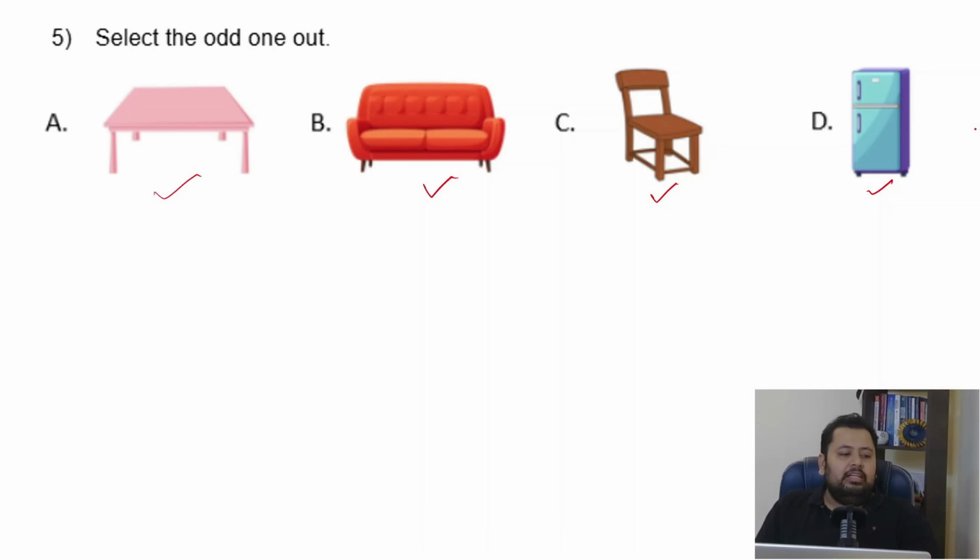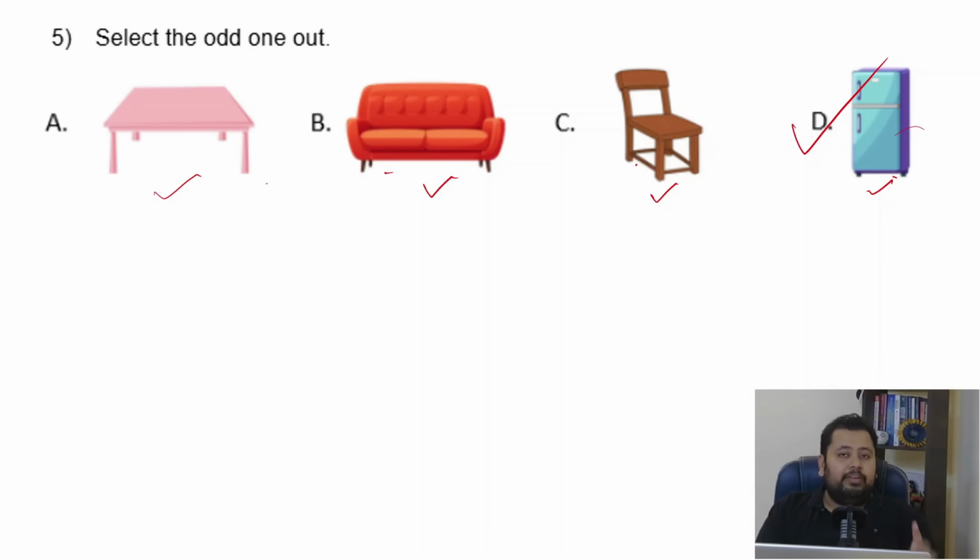Great. I think easy one. It's the refrigerator that is the odd one out. All three are furniture. Refrigerator is something that runs on electricity, and it is an electrical equipment, right? So option number D is your correct answer. Let's now go to question number 6.